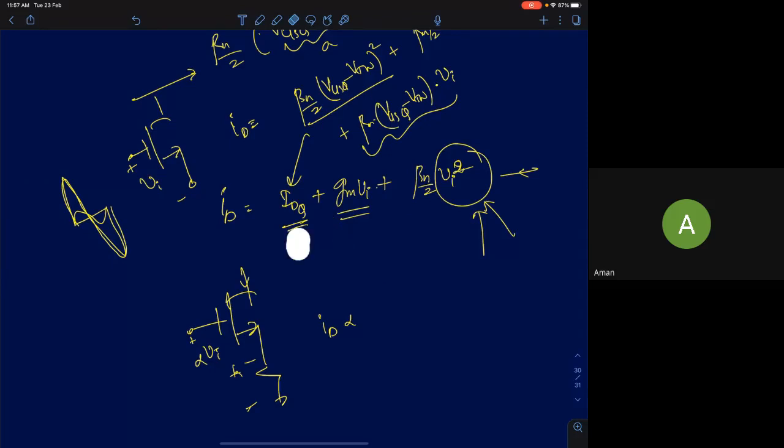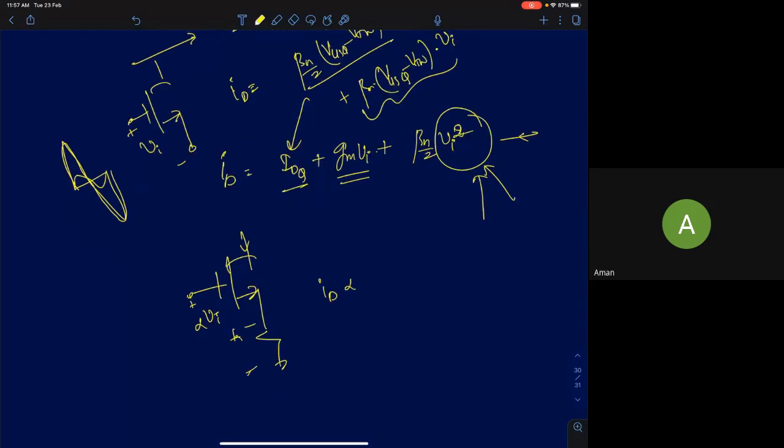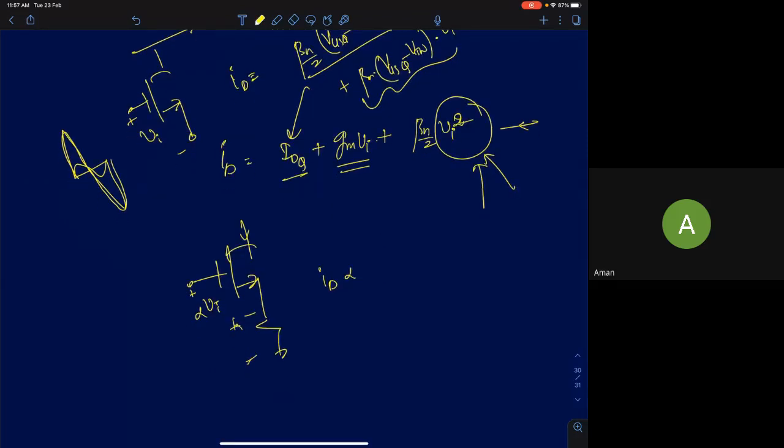So your drain current will then be given by alpha times Vi into gm. Previously it was gm Vi. Now it's going to be a much smaller fraction of Vi. So the nonlinear term will reduce by alpha square, which is a good thing. The amplifier becomes more and more linear.